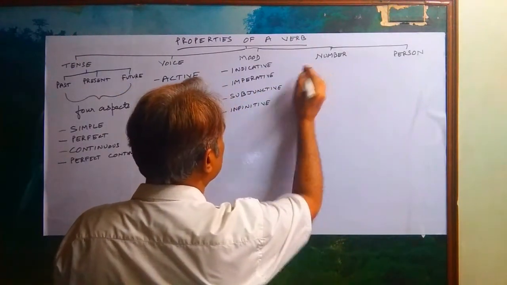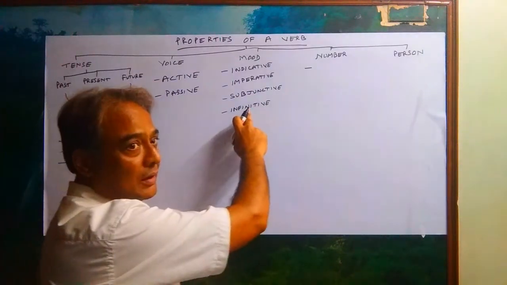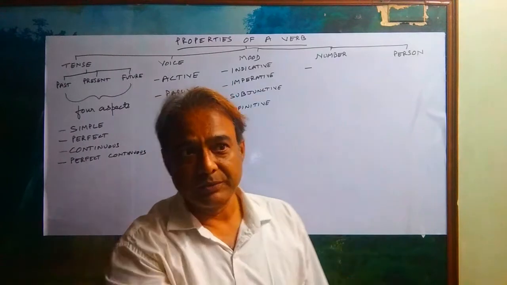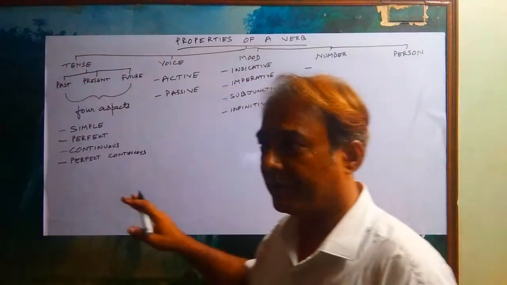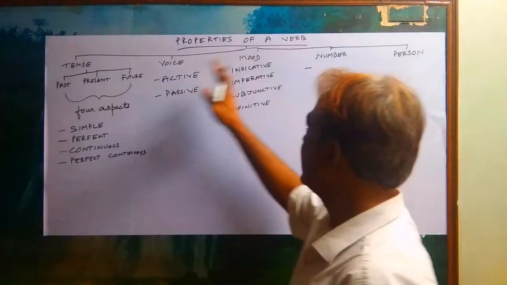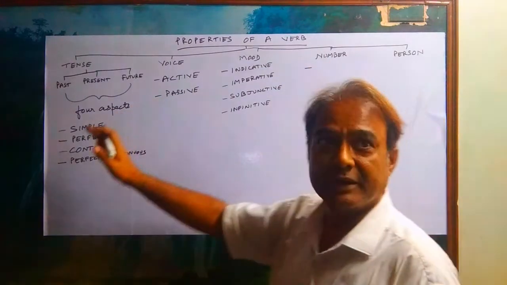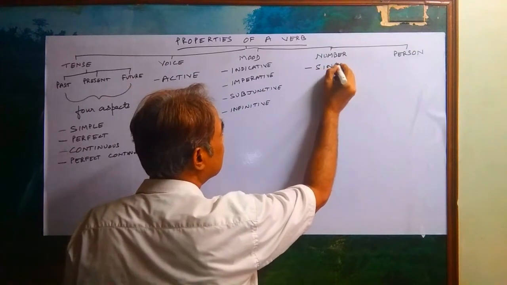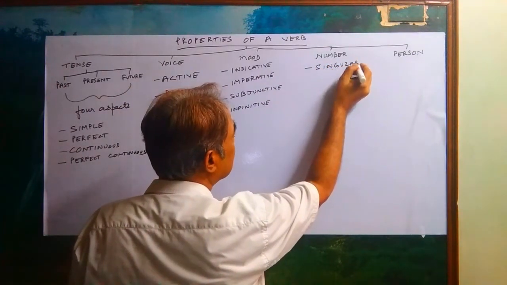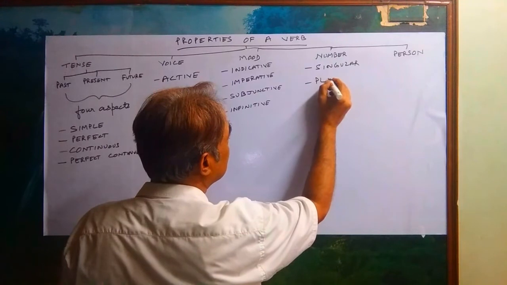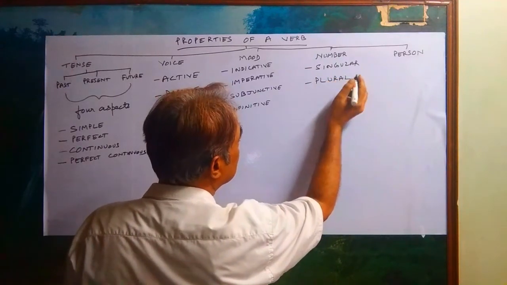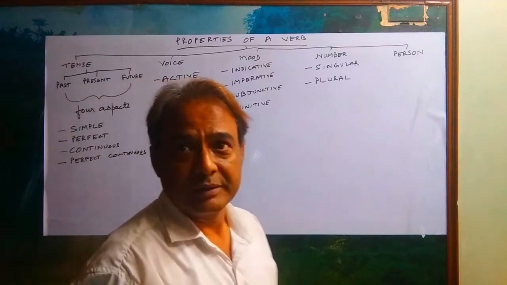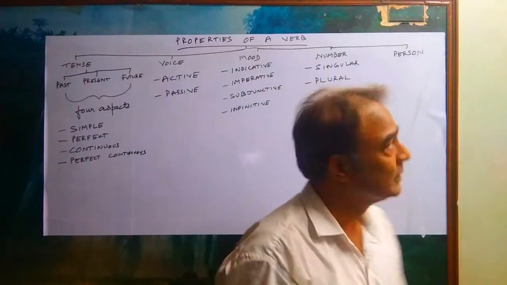Number, we'll talk about this when we come to it. This is just a bird's eye view, an overview of the properties of the verb. We will deal with each of them separately in detail. Number is singular and plural. Singular is one, plural is more than one.